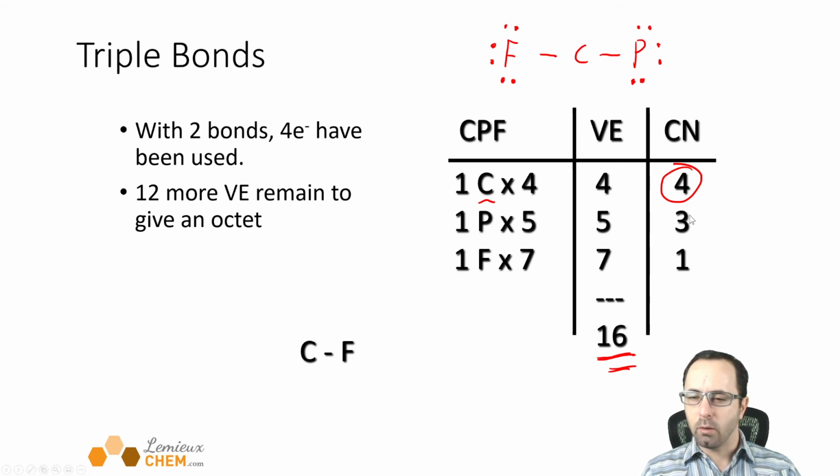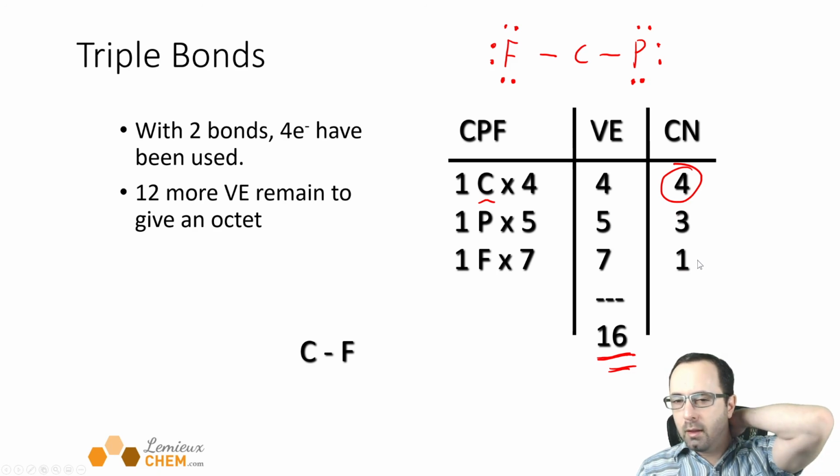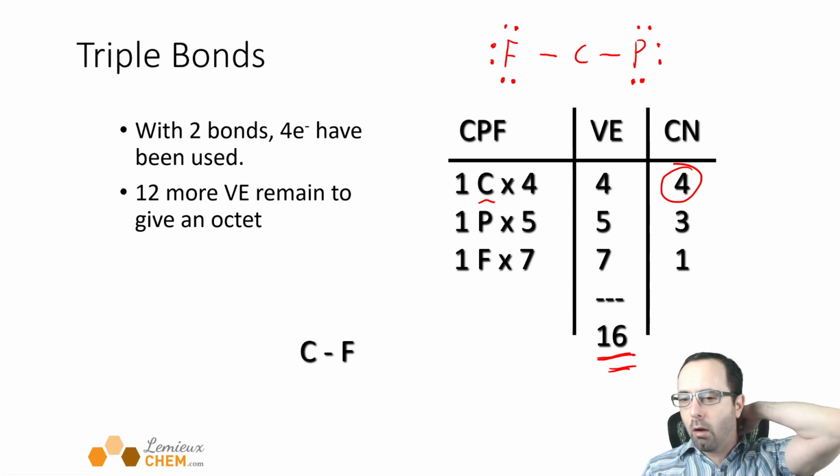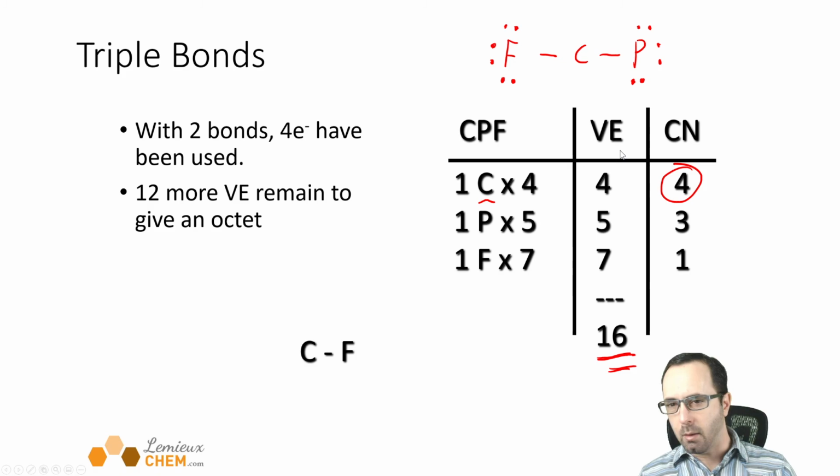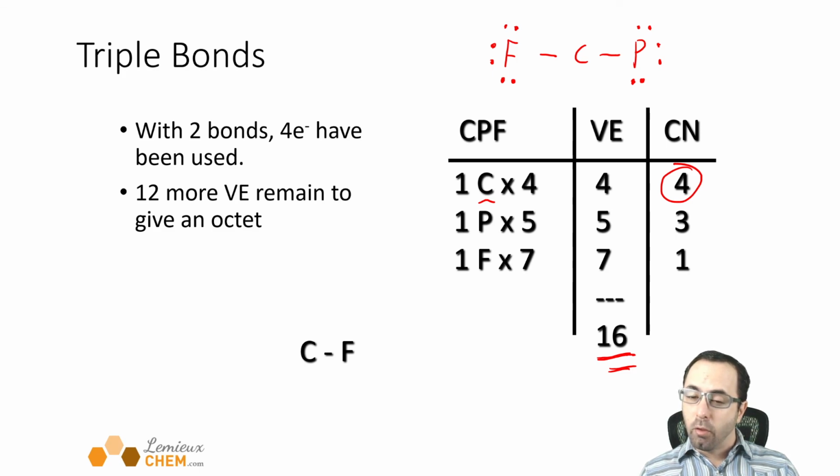And this is where it's a really good idea to look at your covalence numbers. So clearly, these do not all have the right number of bonds. Carbon would like to have 4 bonds, but right now it only has 2. It's about to get more, though, when we make a double bond or a triple bond. Phosphorus would like to have 3 bonds. It only has 1. Fluorine would like to have 1 bond, and it does have 1 bond.